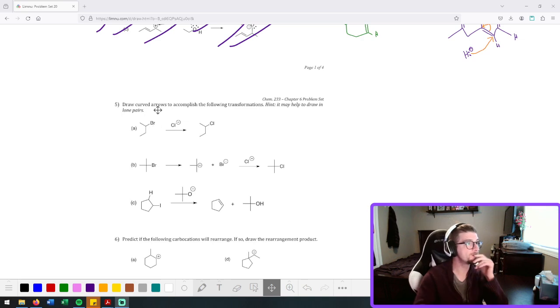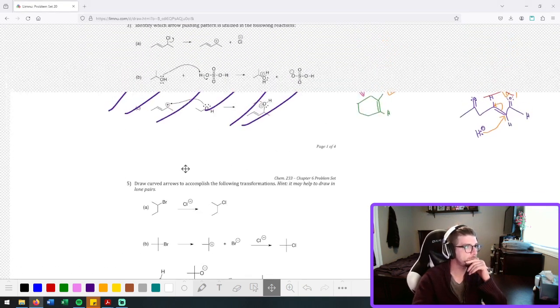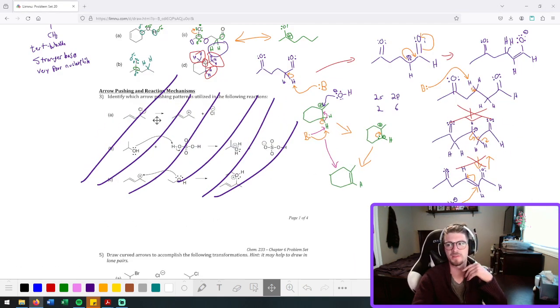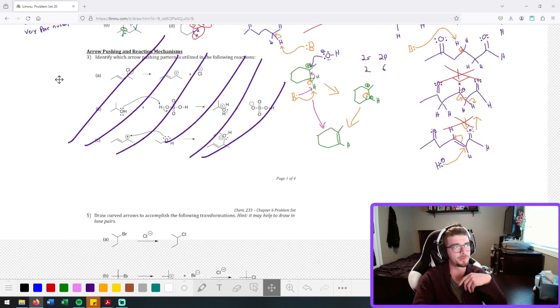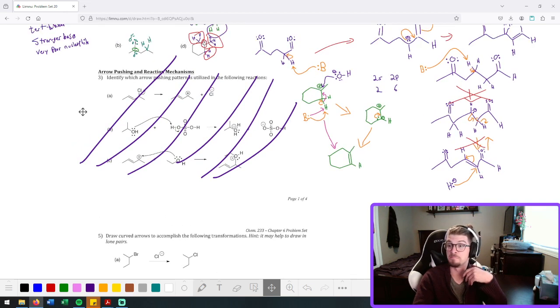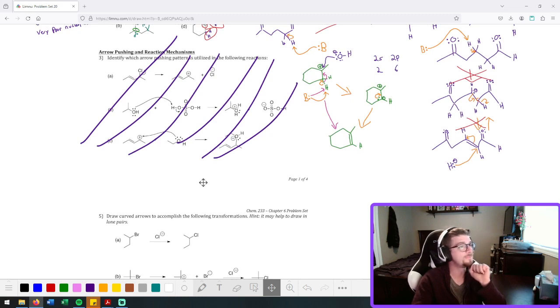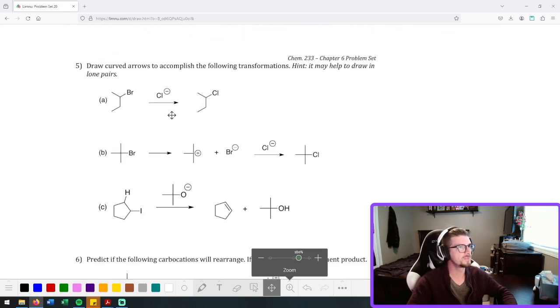Okay, so this one. Oh yeah, I'm skipping over this section because the question that's being asked is identify which arrow pushing pattern is utilized in the following reactions. I don't know what they mean by that. That is not clear to me. So let's not worry about it. We'll go on to the next one.